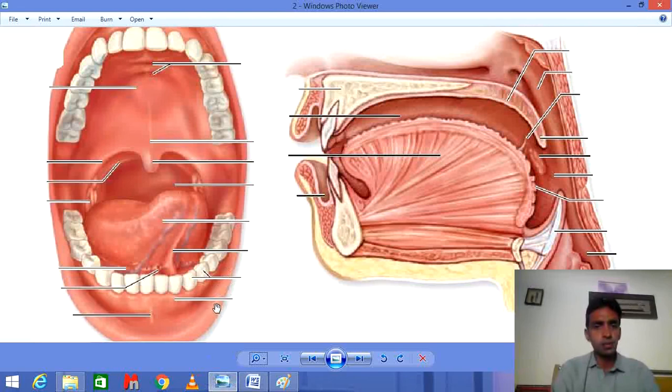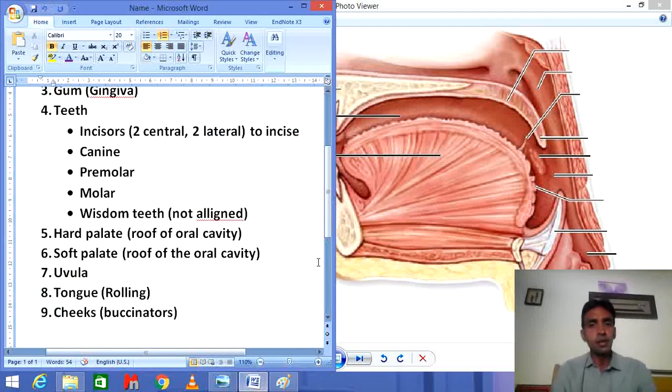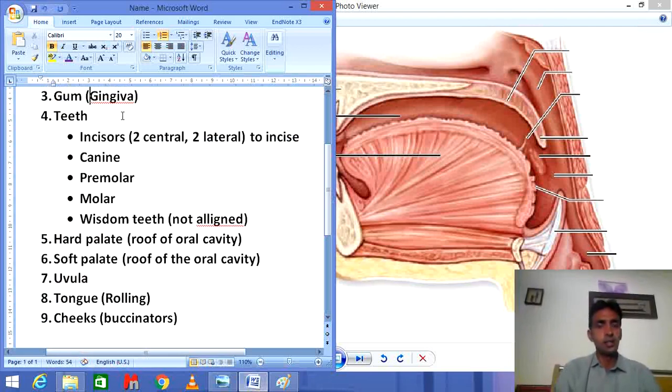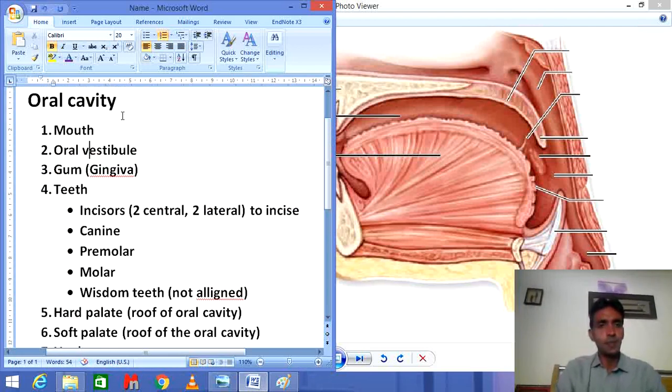Similarly, some muscles are also present in the lips. In the lips, some muscles are there. Those muscles are called... where is the lip?